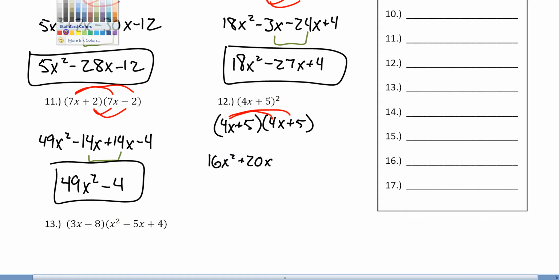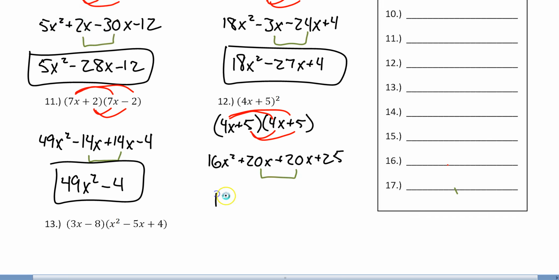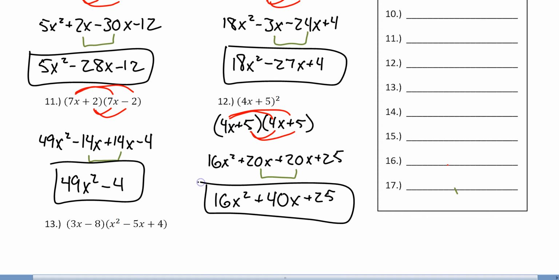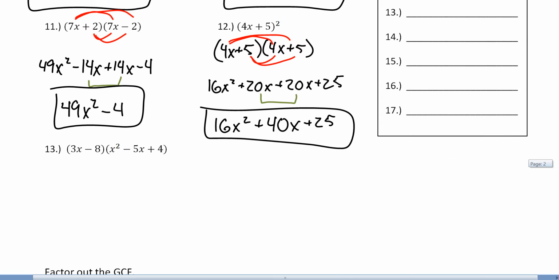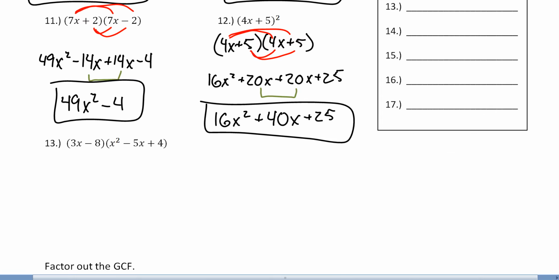Then I distribute that 5 to each of these. That gives me a plus 20x and a plus 25. And now I combine those like terms, those middle terms, the 20x and the 20x gives me a 40x. And that's it. So all of this comes down to distributive property, and when we're multiplying, distributive property and our rules of exponents. And then a little bit of combining like terms. Remember, when you combine like terms, variable part stays the same.